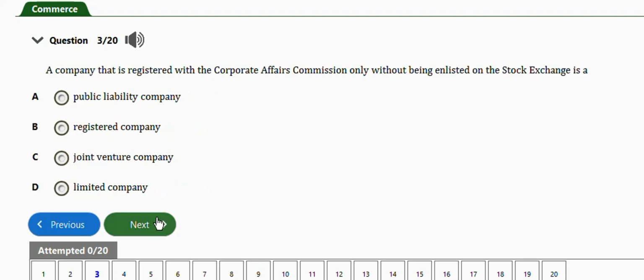Next question, this one. It says a company that is registered with the Corporate Affairs Commission only without being enlisted on the stock exchange is A. So we have public liability company, registered company, joint venture company, limited company. So guys, the right answer to this question is option B, registered company.